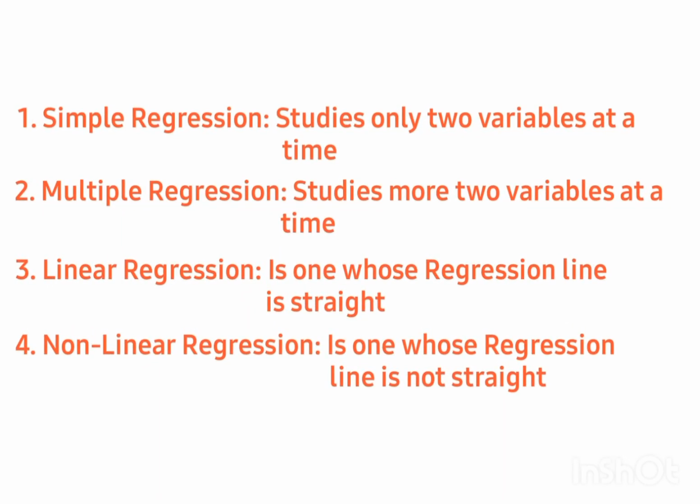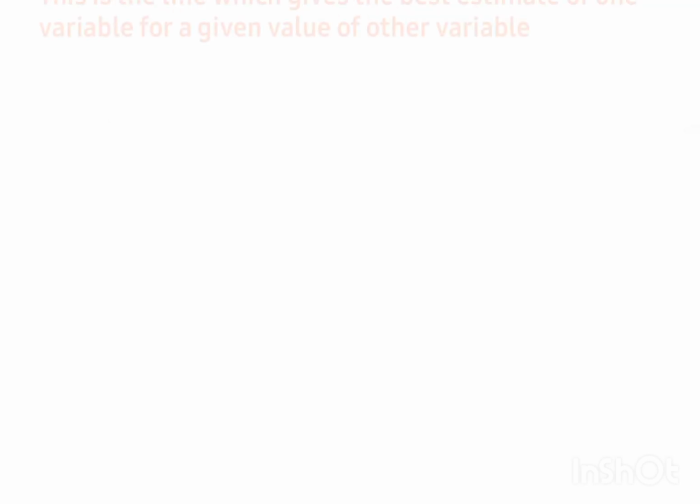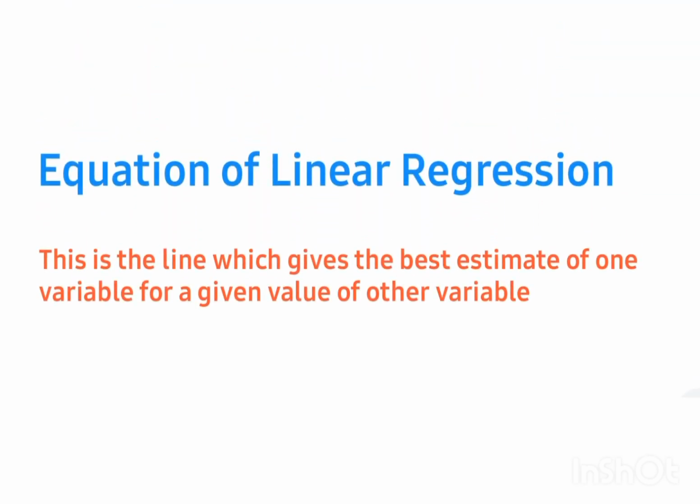The last type of regression is nonlinear regression. It is one whose regression line is not straight. That is to say that the regression line is curved. In this video, we're going to concentrate on linear regression. And so let's take a look at the equation of linear regression.